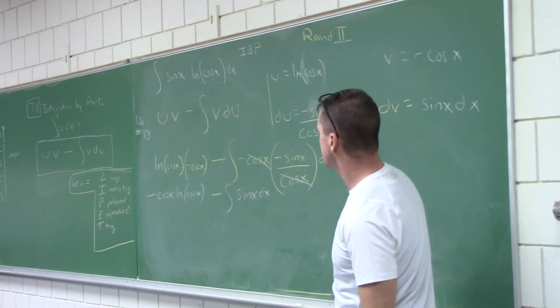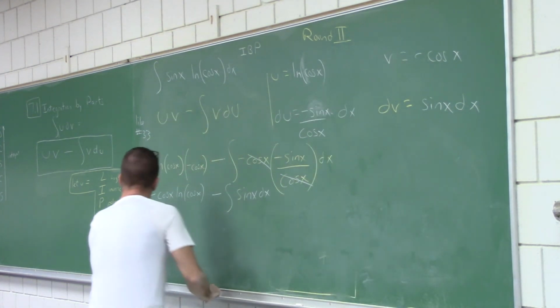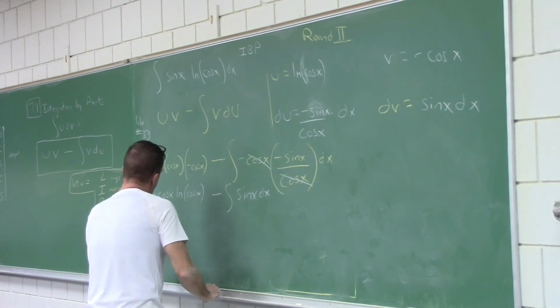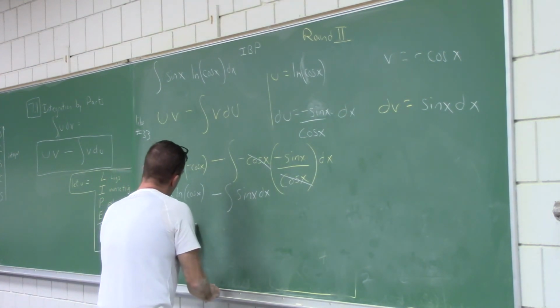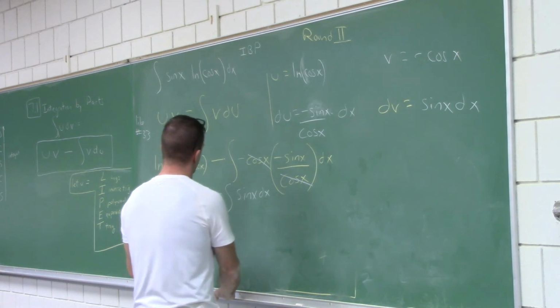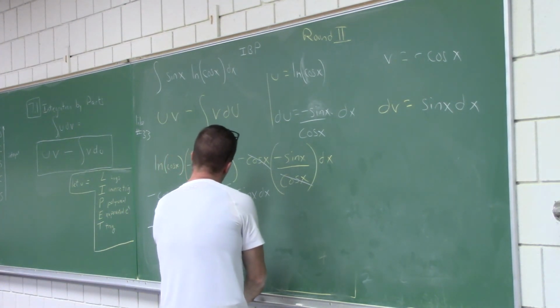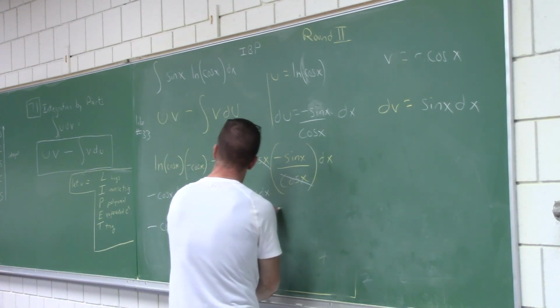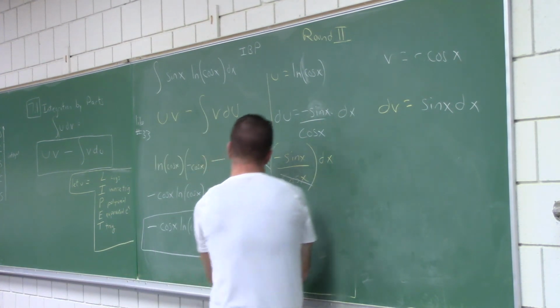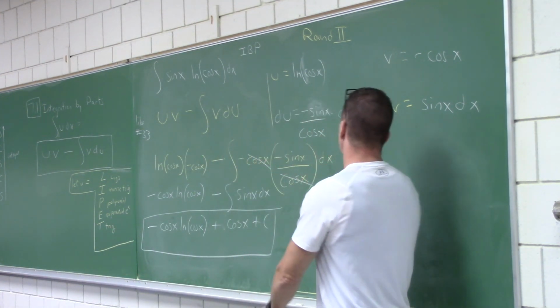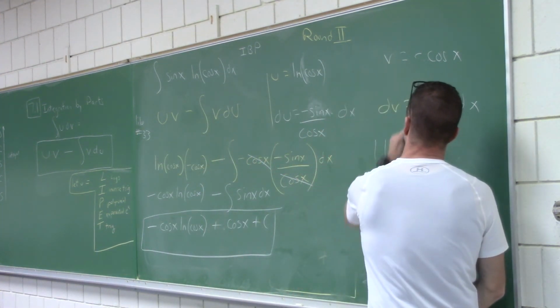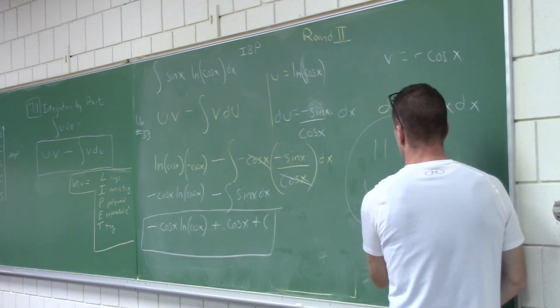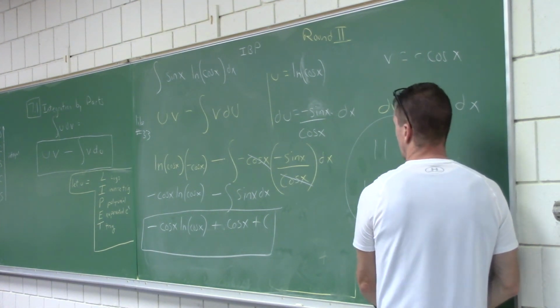What's the final answer? Negative cosine of x times the natural log of cosine of x, plus cosine of x plus c. Good job, everyone. Integration by parts.